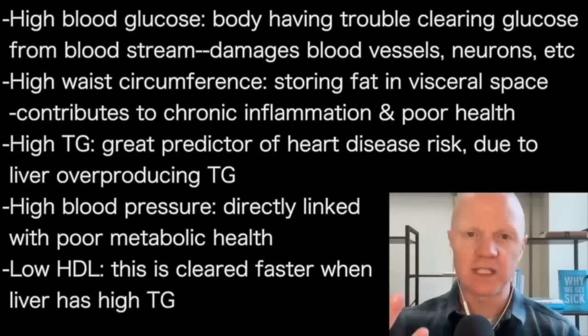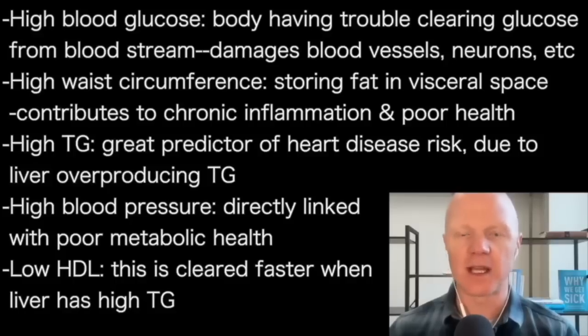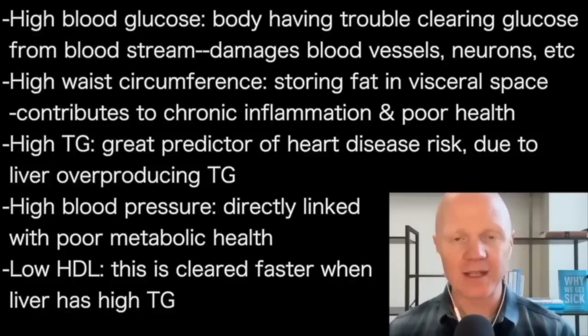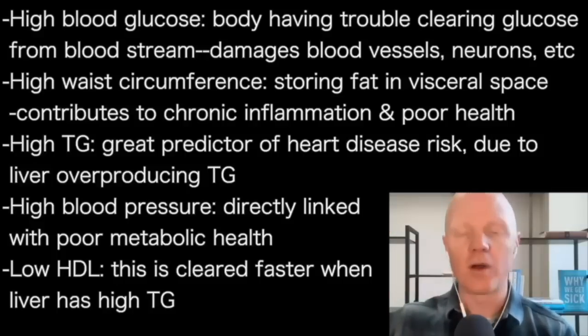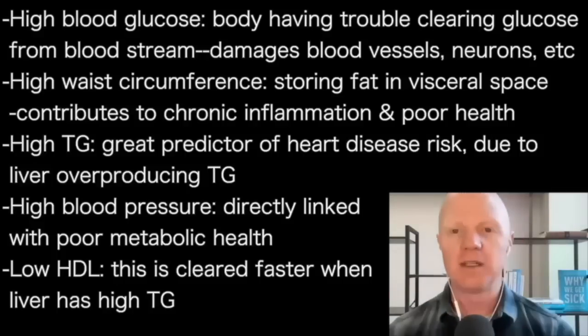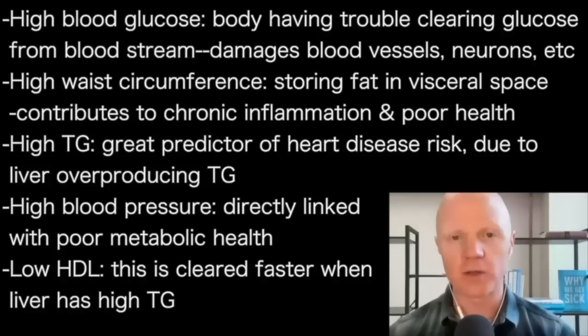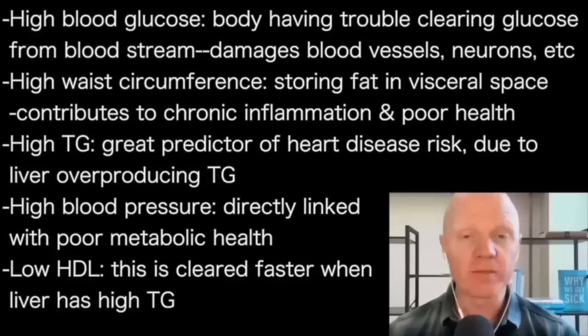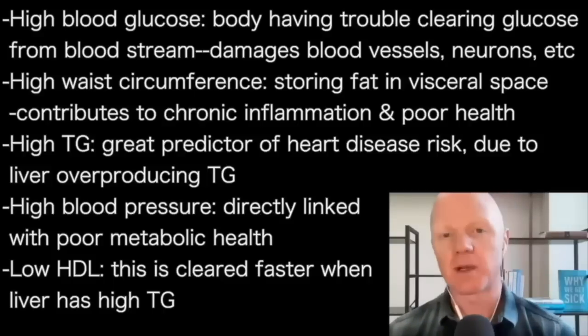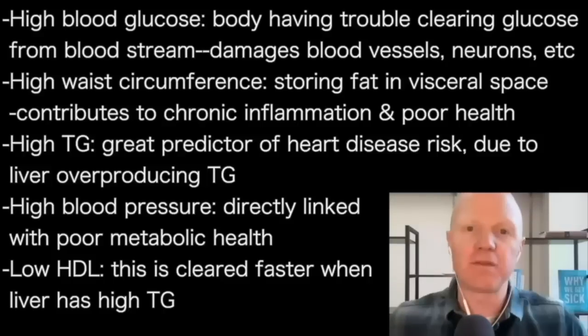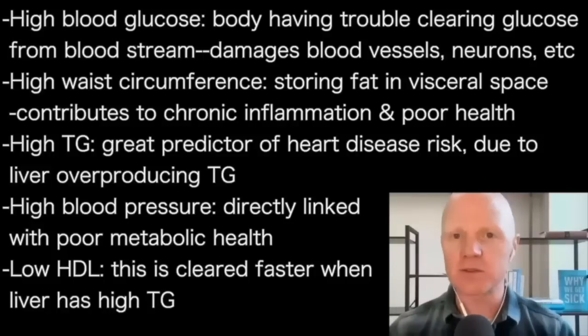So let's revisit those each very briefly. The high glucose, that's no surprise. That's a sign of poor metabolic health. Your body's having a hard time clearing the glucose as you eat it, as you put it in your body. It's just lingering too long. And chronic hyperglycemia is pathogenic. It will certainly hurt the body. It can damage blood vessels and it can damage neurons and more. So that's important. High waist circumference evokes this idea of storing fat more centrally, particularly in the visceral space.